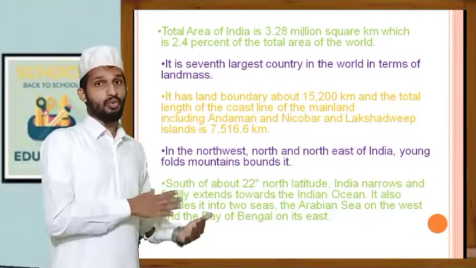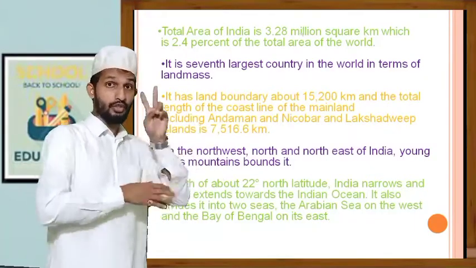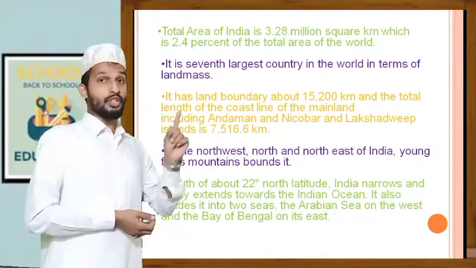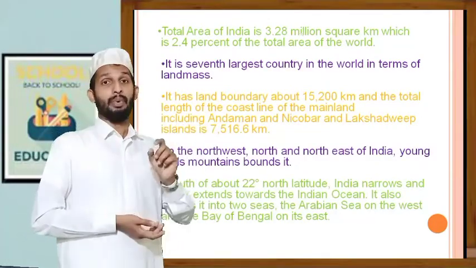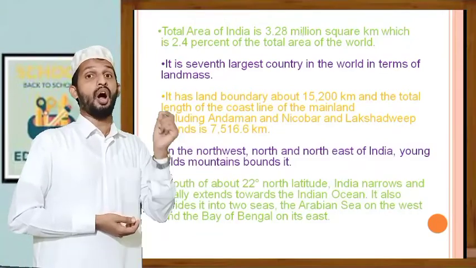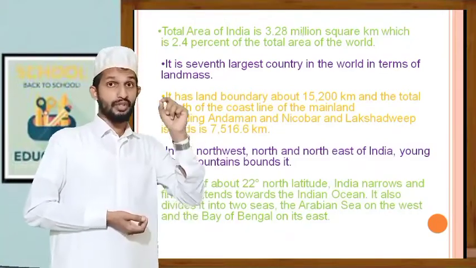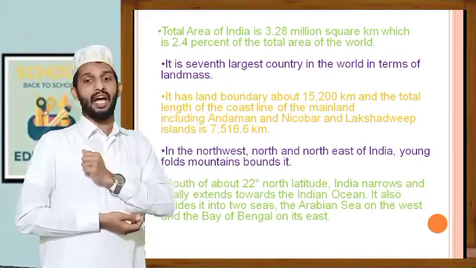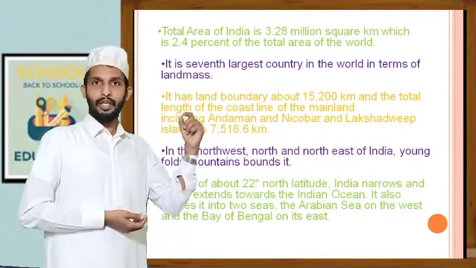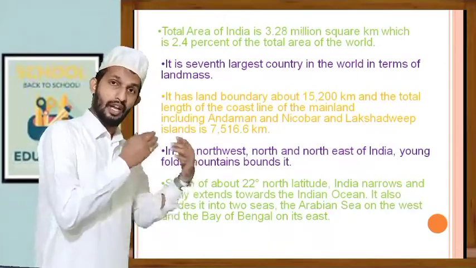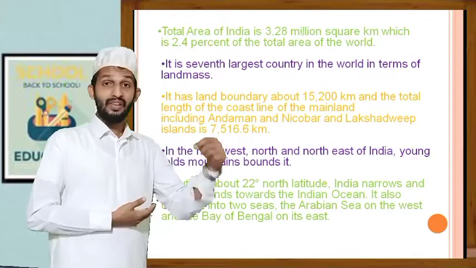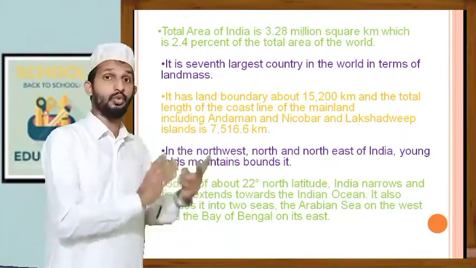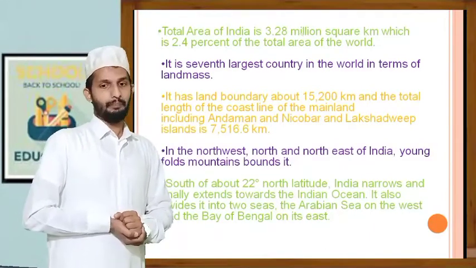And it has a land boundary. India has two boundaries. One is the land boundary and one is the coastal boundary. India's land boundary is about 15,200 kilometers, and the total length of the coastline of the mainland, including the Andaman Nicobar Islands and the Lakshadweep Islands, is 7,516.6 kilometers. So these are the two main boundaries of India.